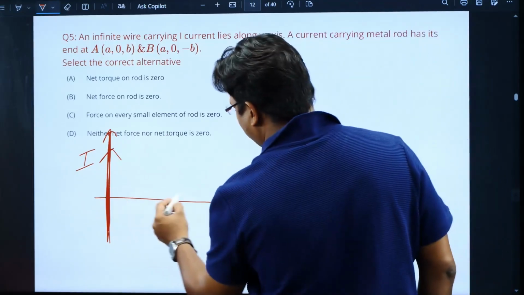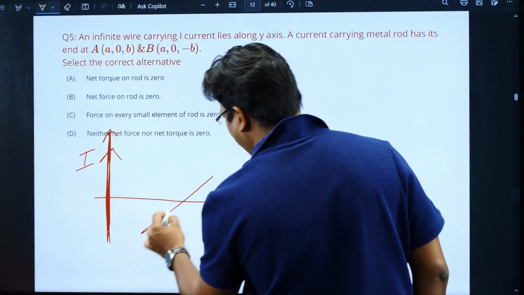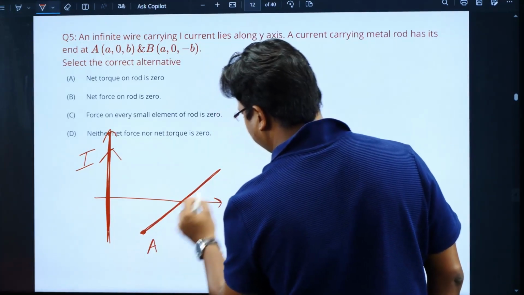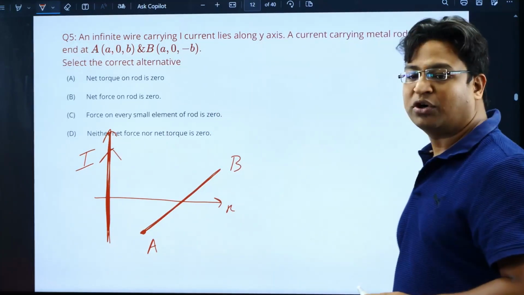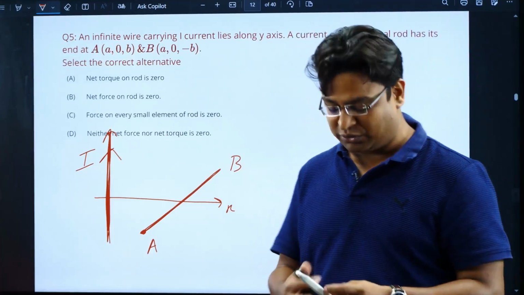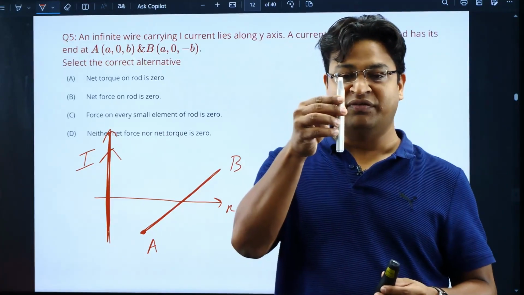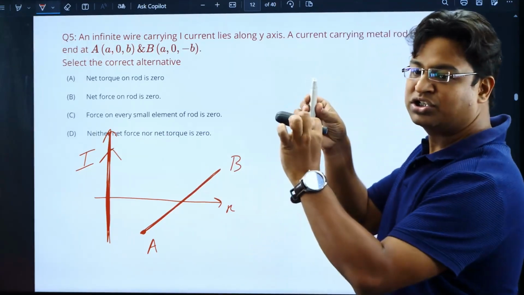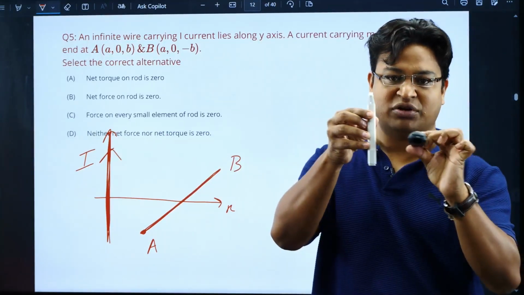So A comma 0 comma B, and so the rod is in the xz plane. This is end A and this is end B. In other words, the rod and the wire are skew with respect to each other. For example, if this is the wire, then the rod is like this. Are you getting it? The rod is like this. So skew positions. So this arrangement is called skew.